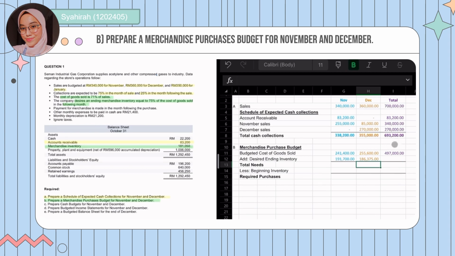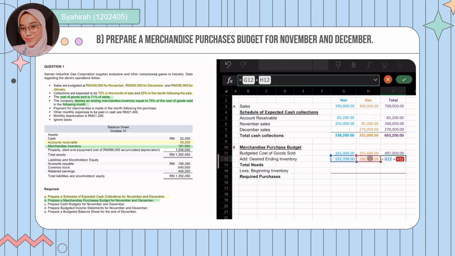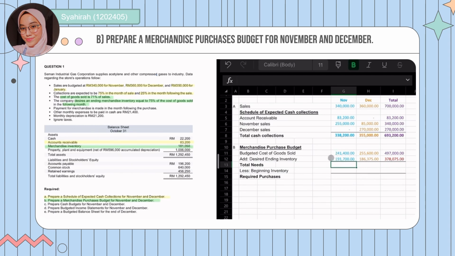186,375, and then we just total up both of these, and we enter, and we get 378,075, and then we just total up both of these rows.